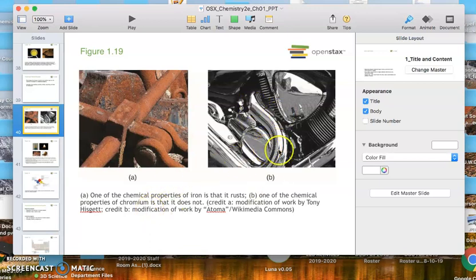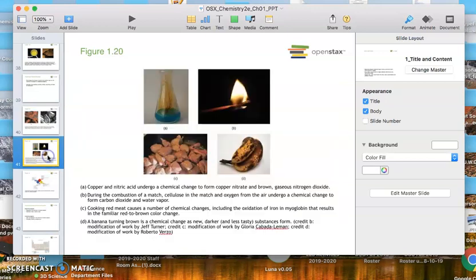So chromium does not rust, and so here's a motorcycle that has a lot of chrome on the surface of the metal there in order to prevent it from rusting. And so these are all chemical properties.